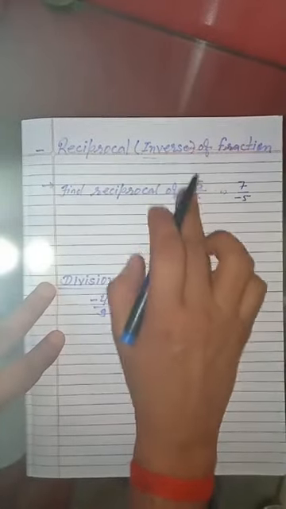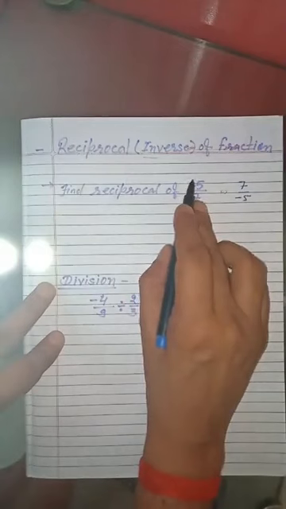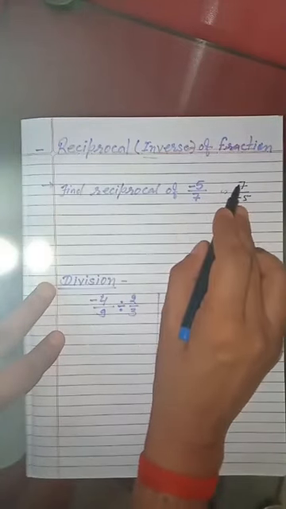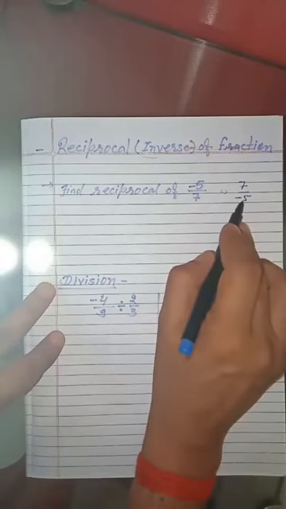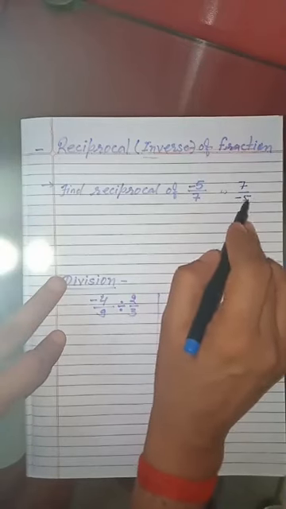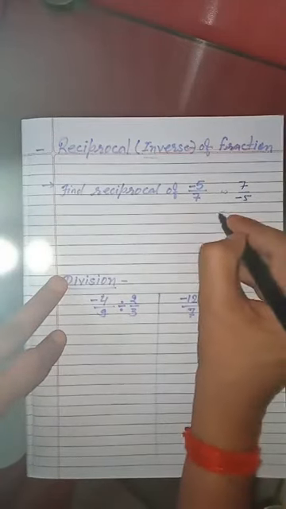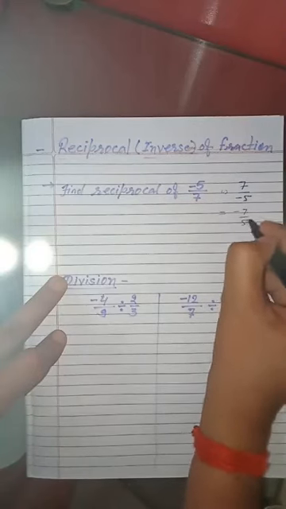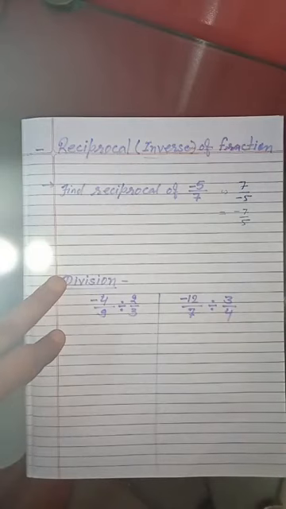We just made this number opposite: 7 is up and minus 5 went down. That means the denominator is making the numerator and the numerator is making the denominator. Now you can also write this number as minus 7 divided by 5. You can also write it, because the minus can be moved to the upper side.